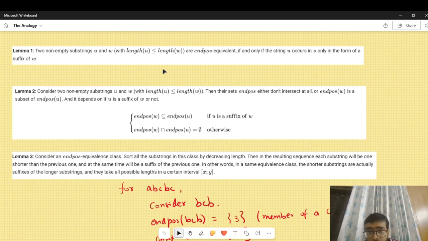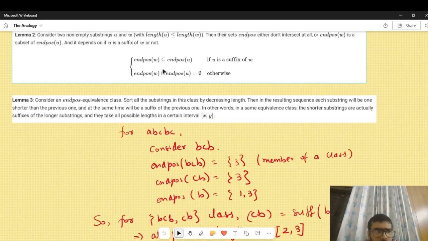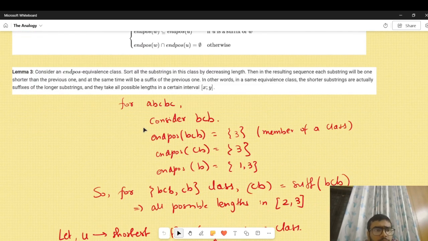So this means that u is a suffix of w because the length of u is less than w. And if u is a suffix of w, then for every occurrence of w, we will have an occurrence of u. So npos of w will be a subset of npos of u. Otherwise, obviously, they will be disjoint. So this is a cute little lemma which we can use later.